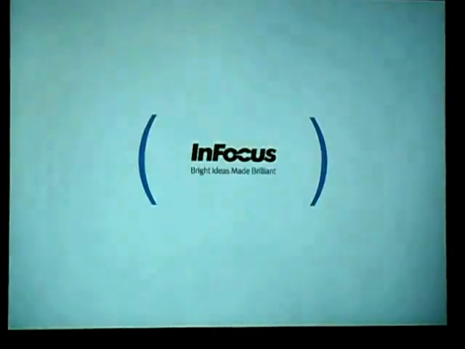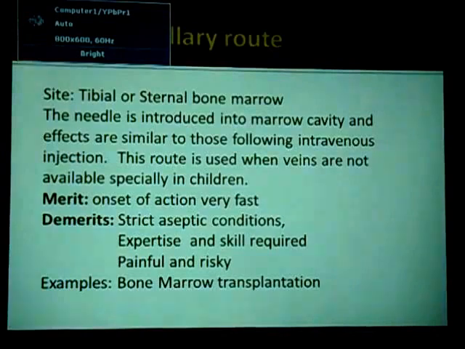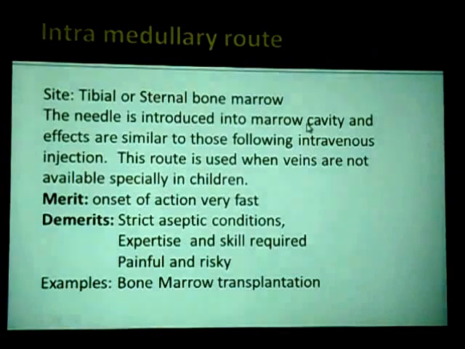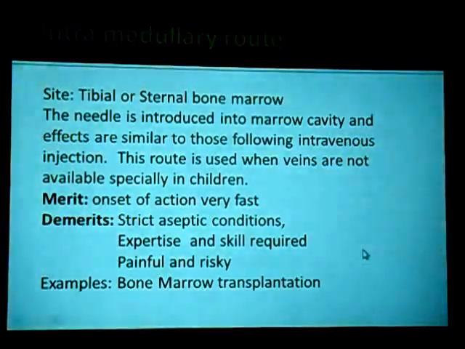Okay, so intramedullary route. In the tibial and the sternal bone marrow, the needle is introduced directly into the marrow cavity. Merits: very fast onset of action, comparable with the intravenous route. When veins are collapsed in children, you can use it, and also for bone marrow transplantation. Demerits: strict aseptic precautions are needed. Expertise and skill are required because it is a very painful and risky procedure.